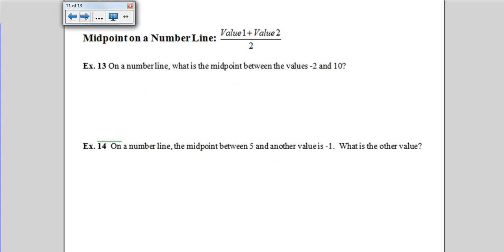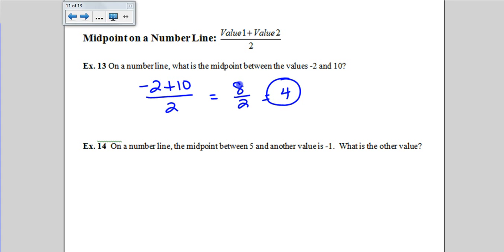All right, the next concept is called midpoint. If you're on a number line, you only have one component, so you're just going to add the two values together and then divide that by 2. You're averaging them. So what is the midpoint between -2 and 10? Well, I would add them together, and then I'm going to divide them by 2. So -2 plus 10 is 8 divided by 2, which is 4. Very easy to draw these out, but just as easy to know the formula.